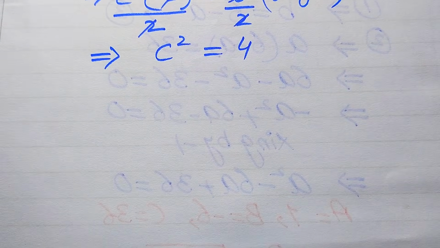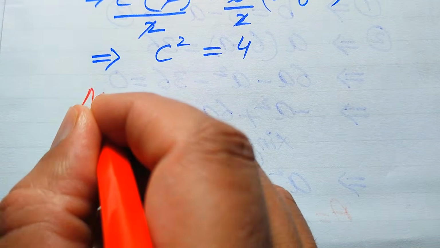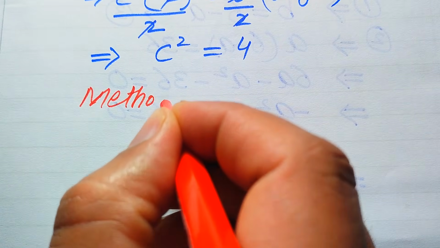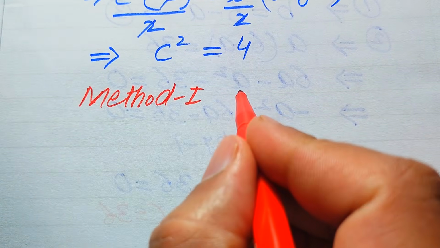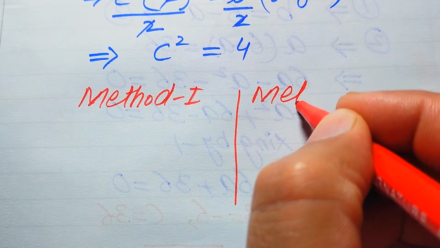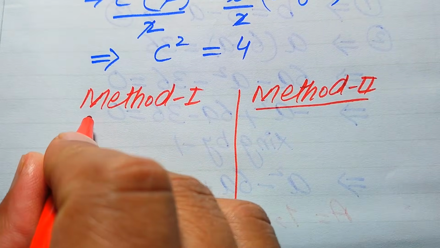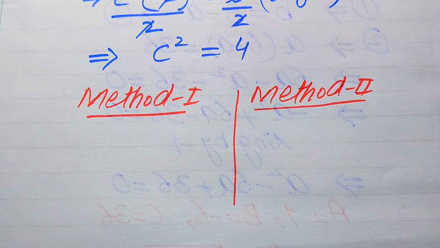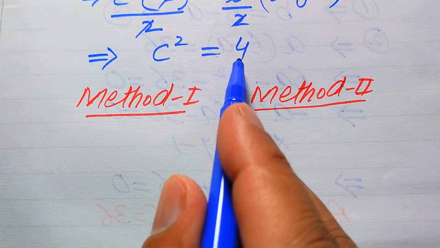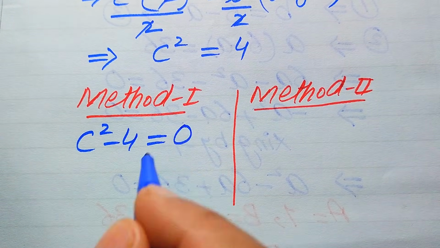So we have many ways to solve further for this equation. Here I can just discuss two ways in which we get the roots of this equation. On this side we will solve the first method, and from here we solve the second method to find the values of c. Okay, so first we move towards method number 1, and in method number 1 we move this 4 to the left hand side and it becomes c square minus 4 equals to 0.